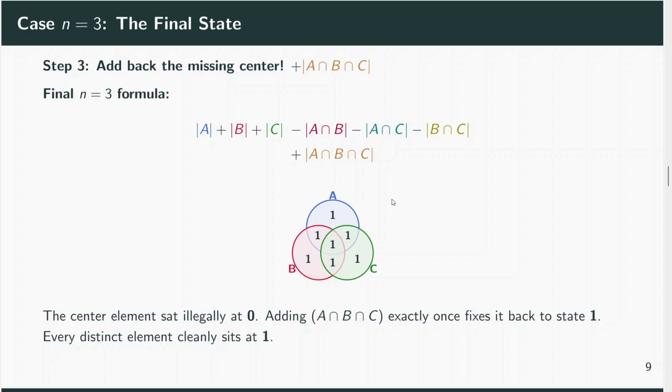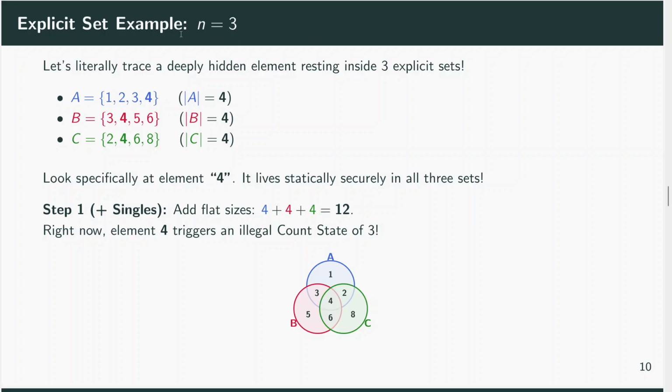Explicit set example, n equals 3. Let us take 3 very concrete sets and trace through the entire 3-step process element by element. Set A contains the elements 1, 2, 3, and 4. Its size is 4. Set B contains the elements 3, 4, 5, and 6. Its size is 4. Set C contains the elements 2, 4, 6, and 8. Its size is 4. Now I want you to pick one specific element and follow its journey through every step.